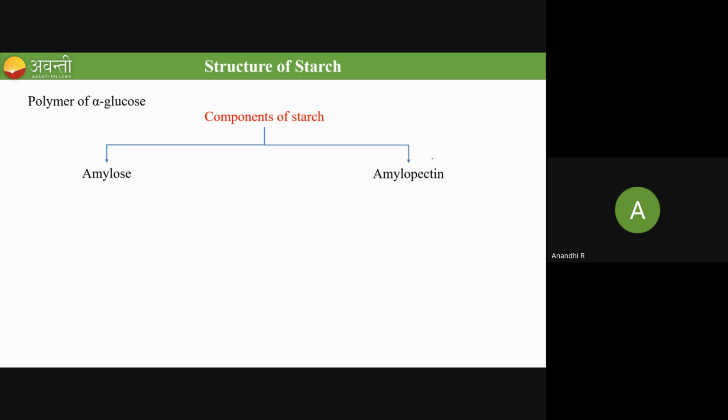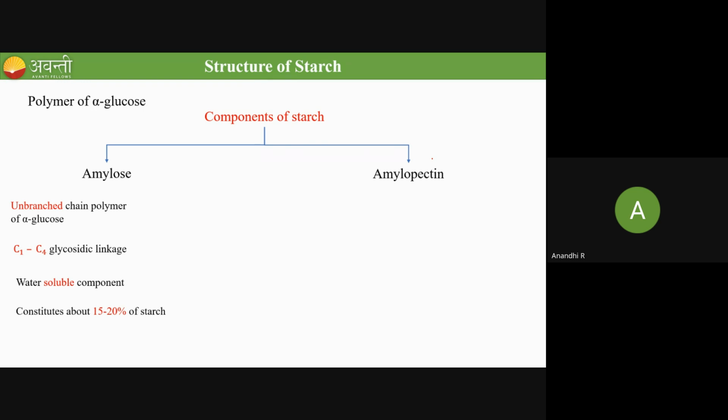Amylose is an unbranched chain polymer, and a C1 C4 glycosidic linkage is present in the amylose system. Amylose is the water soluble component. You can dissolve it in water, and 15 to 20% of starch consists of amylose. These are the points under amylose.